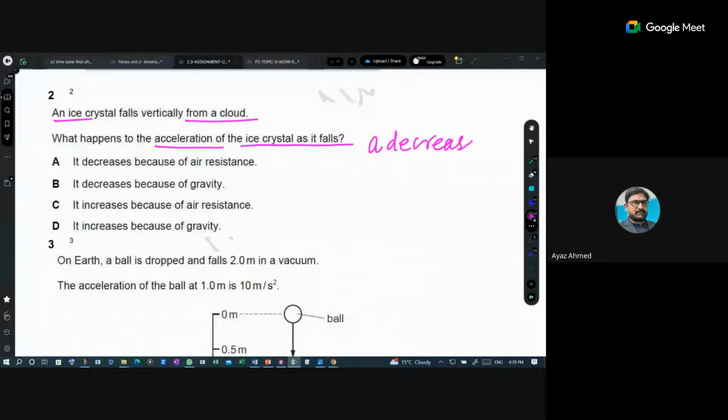Acceleration decreases to zero, and finally they move with terminal speed. They get terminal speed. So here it decreases because of air resistance. It decreases because of gravity. No, it increases. No, it does not increase. So its option is also option A.